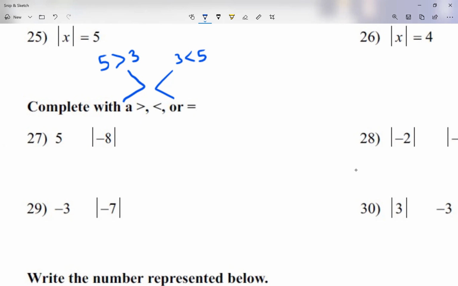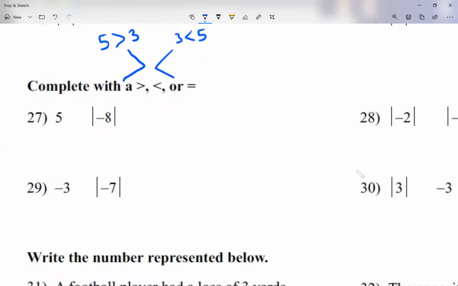Now here with inequality signs and absolute values, when I have an absolute value, I'm just going to make the number on the inside positive. If it was positive to begin with, keep it positive. If it's negative to begin with, convert it to positive. Okay, so what do I mean with that?